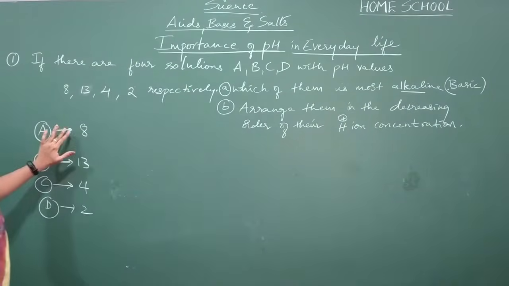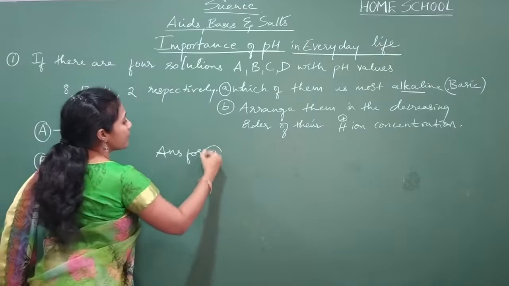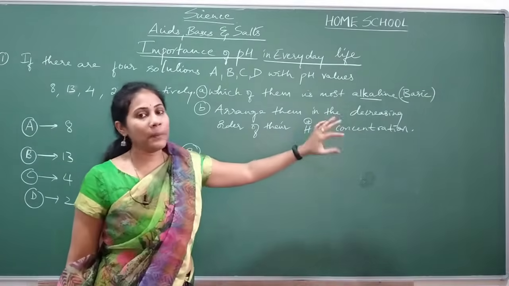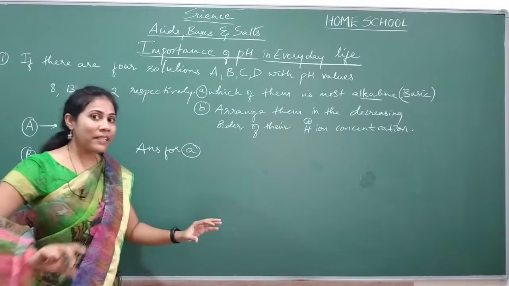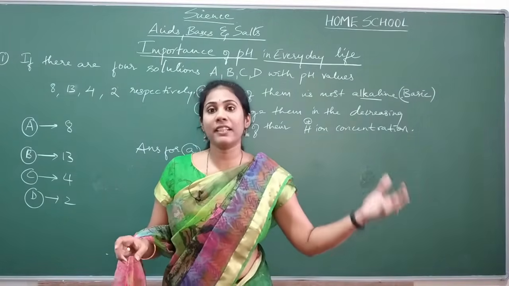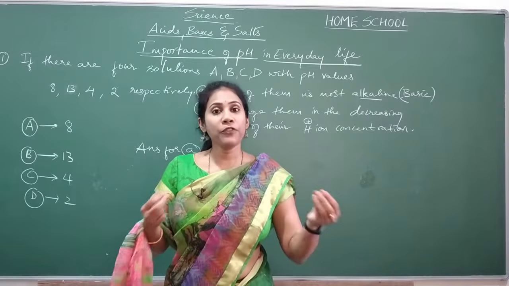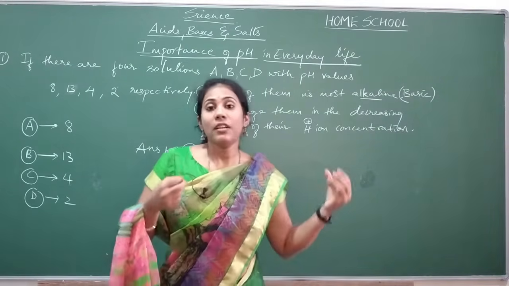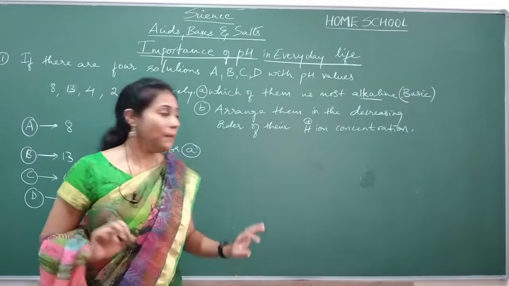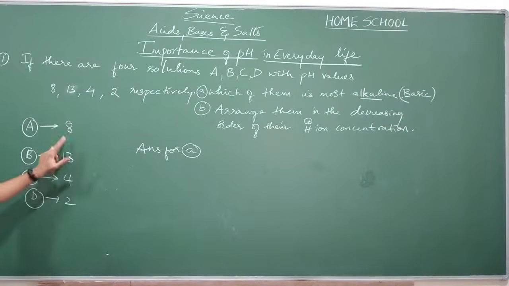Can you give the answer for the first question? Read the question properly. Which of them is most alkaline, which is nothing but most basic, right? And in the previous video we discussed that the higher the pH value, like 13, 14, 12, the more basic the solution is. Yes or no? If you are getting confused with the answer, just go to the previous video, revise once and come back to the question. Clear? Now among the 4 solutions, check which has the highest pH value.